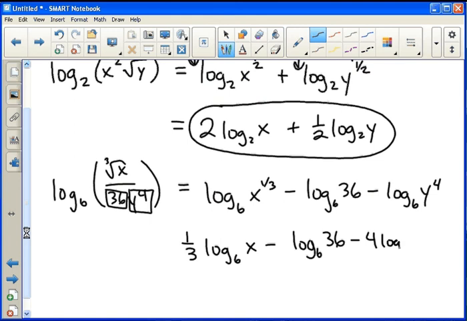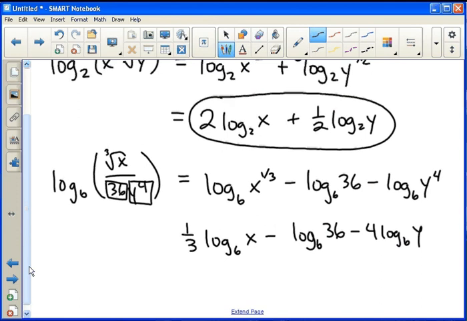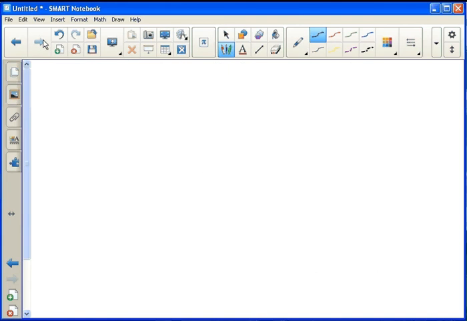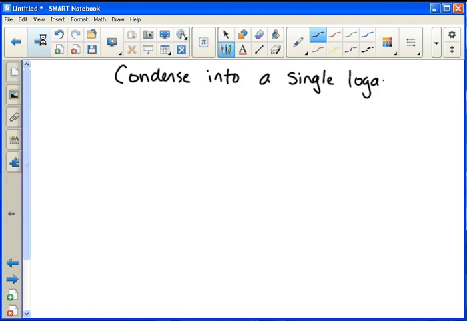So that's how we expand logarithmic expressions. Now let's go the reverse way. Let's do condensing. So the instructions for the next couple examples are condense into a single logarithm. So we'll be doing almost the exact same thing we were just doing, except in the reverse order.